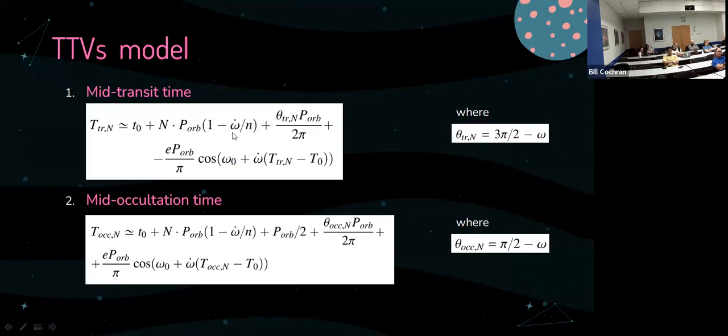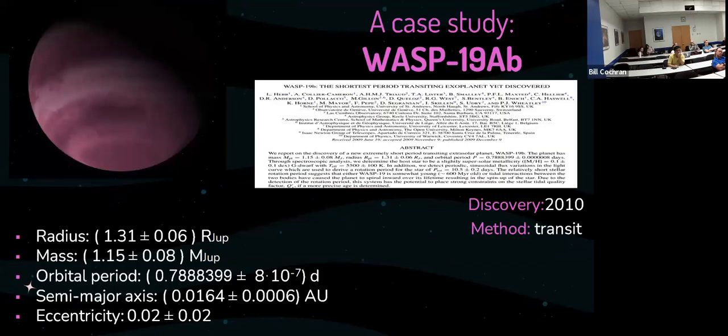You can see that inside here, this is how we fit the list of mid-transit times depending on n, which is the number of the transit, starting from 0 at the discovery paper and so on. And you can see inside here there is omega dot as well. And inside the mid-occultation point, there is omega dot as well. So in the end, we fitted them all together. So the theory is done, finally.